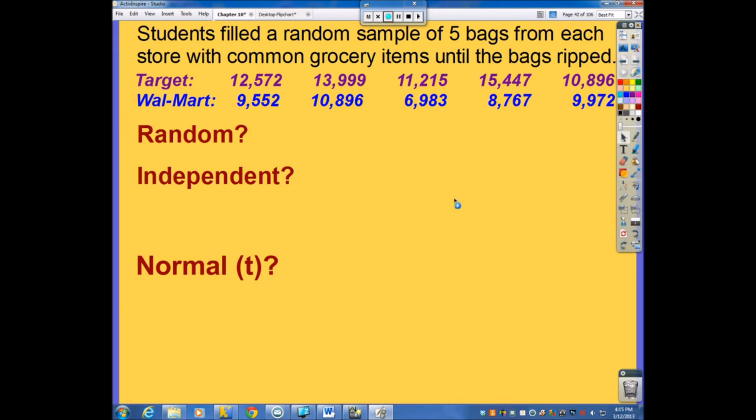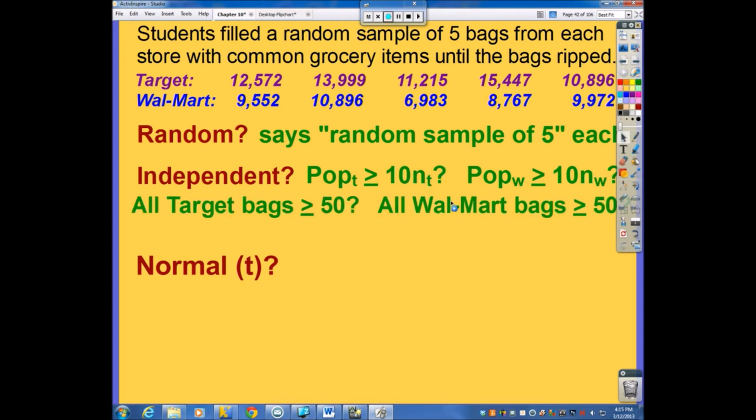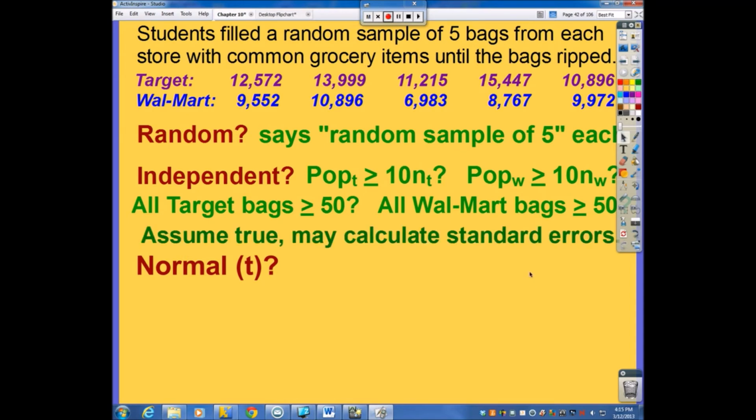So part 1, we need to check conditions for a confidence interval. Are we dealing with random bags? Well, it said specifically random sample of 5 each, so that condition has been met. Independent, we need to check the populations here. Really, the populations are going to be all Target bags and all Walmart bags. And can we assume that there are more than 50 of each of those types of bags? Yeah, there's definitely going to be more than 50. So we may calculate standard errors.